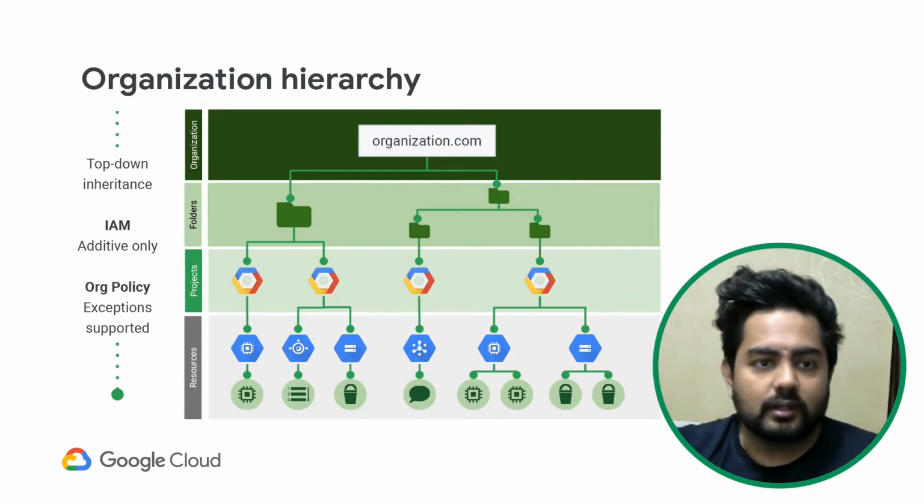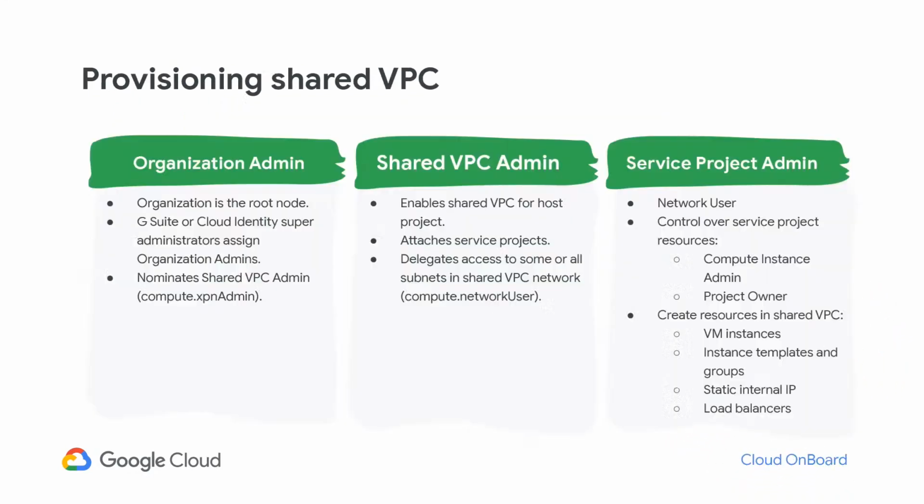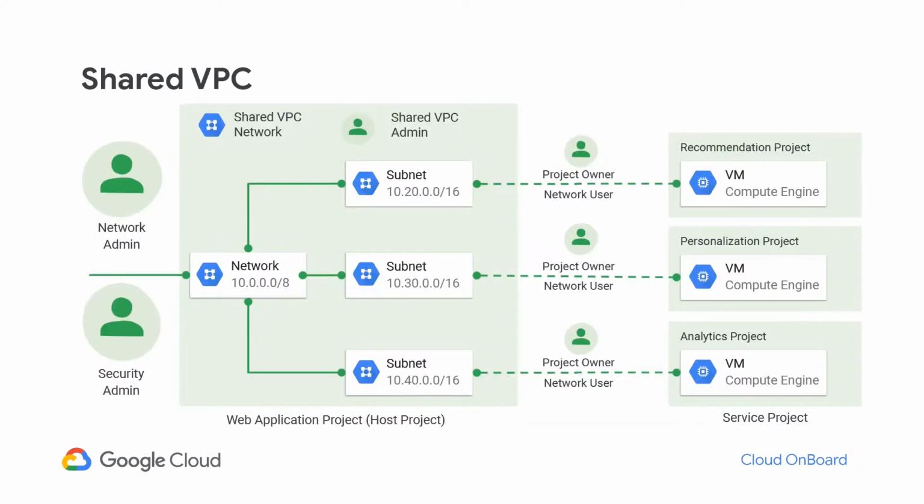Once we have this, the next thing is very important: how do we provision a shared VPC? Shared VPC allows an organization to connect resources from multiple projects to a common VPC. When you use a shared VPC, you designate a project as a host project and then attach one or more service projects to it. So what's a shared VPC? In this diagram, the shared VPC admin configured a web app project to be a host project, which has some subnet-level permissions. It allowed the shared VPC admin to selectively share the subnets from the VPC network.